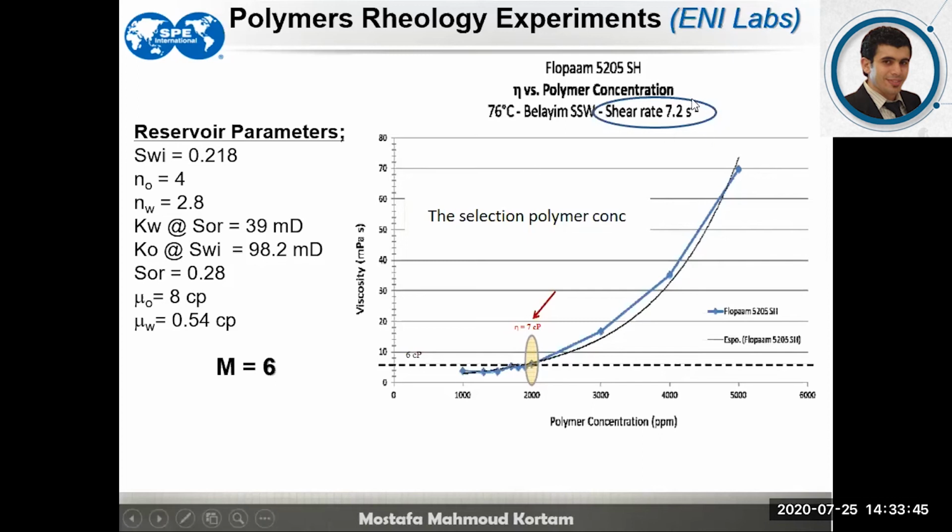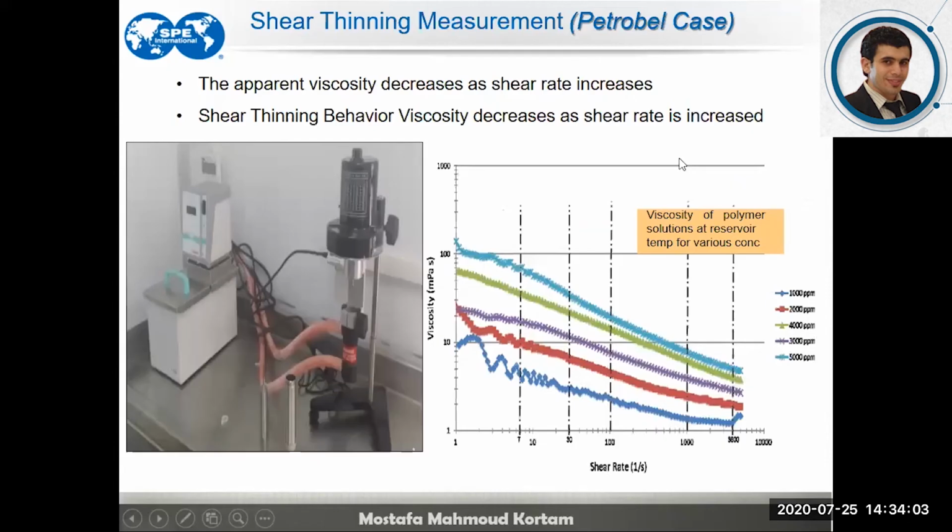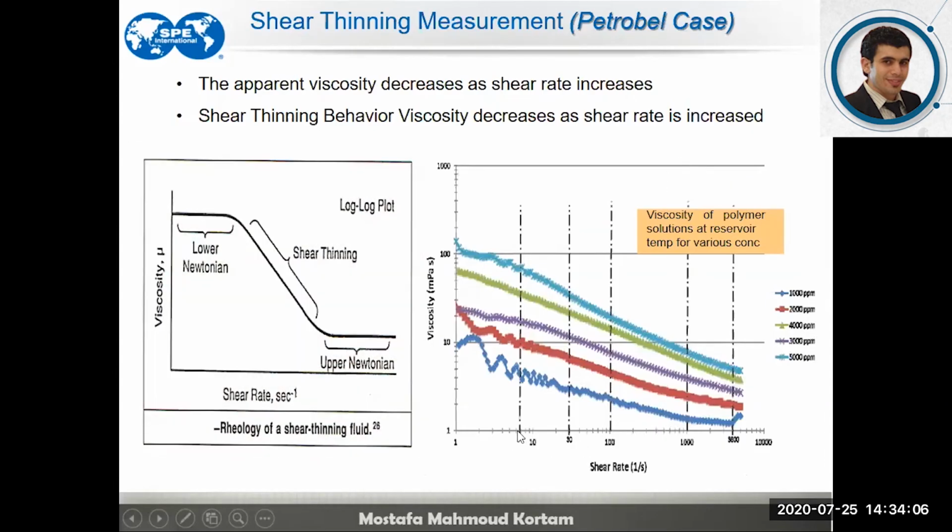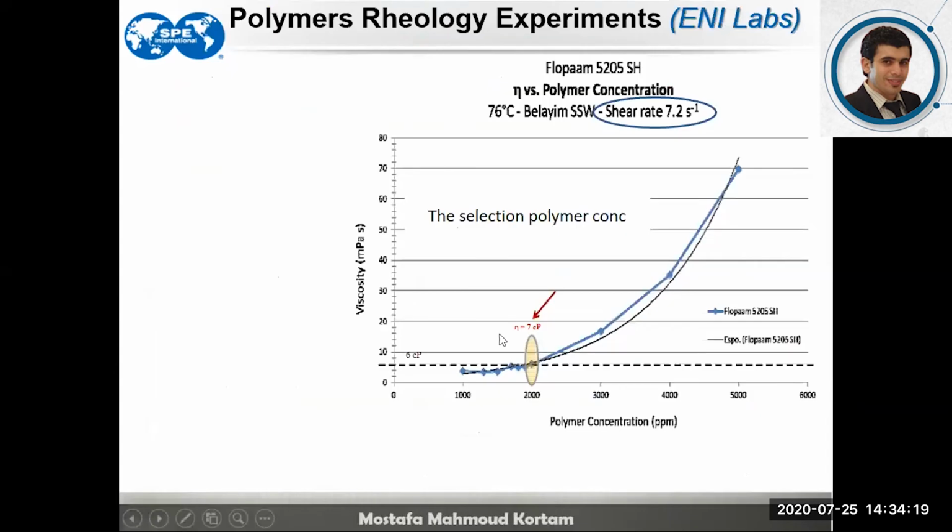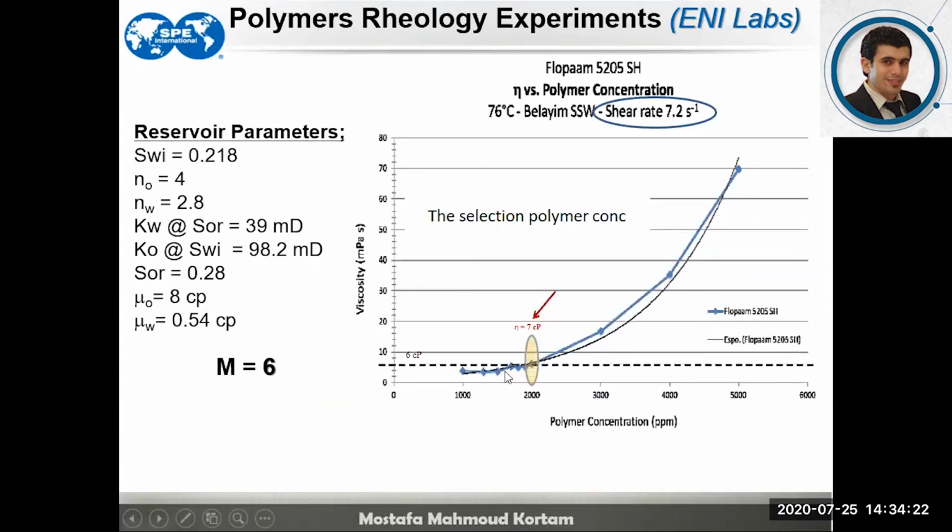In our case, we estimated that the field undergoes a shear rate of 7.2 reciprocal seconds. The unit of the shear rate is reciprocal seconds. So with this particular shear rate, 7.1 is our reference in order to examine different polymer concentrations. So we picked different polymer concentrations and the resulting viscosity of each concentration, and you will plot them on that plot.